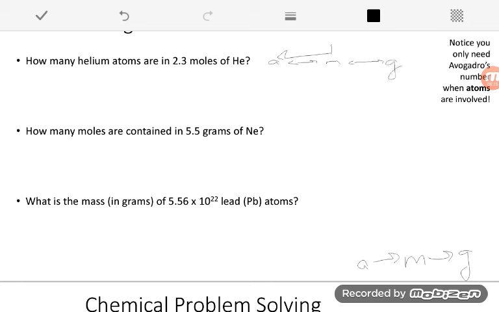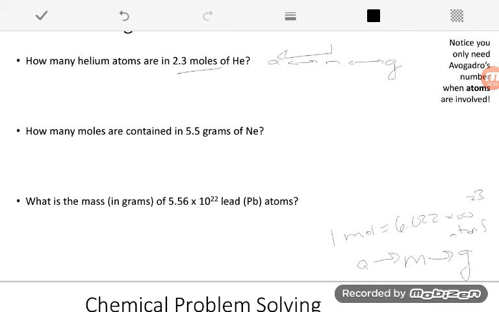So really think about what you're starting with and where you're ending up so you don't use numbers that you don't need. So anytime we go between moles and atoms, we can use the conversion factor: 1 mole is equal to 6.022 times 10 to the 23rd atoms.